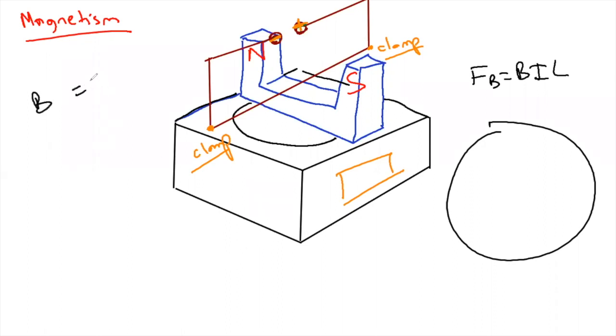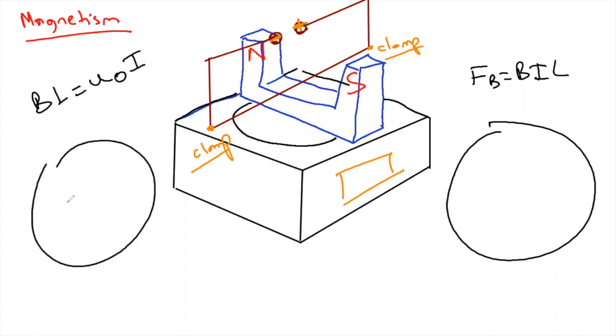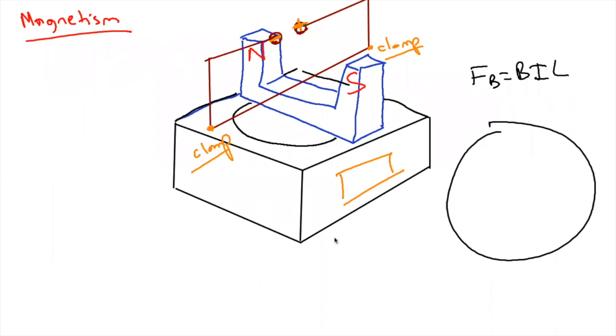It was B L equals mu naught I. So L here, L was 2 pi r, which was the magnetic field circle, right? 2 pi r. That was the length for this. But this L is the length of the conductor that is exposed to the magnet, like this part here. So yeah, that is L.